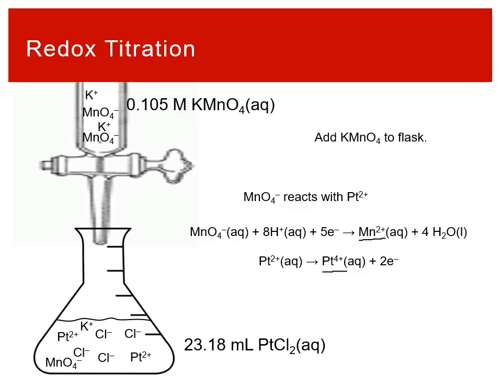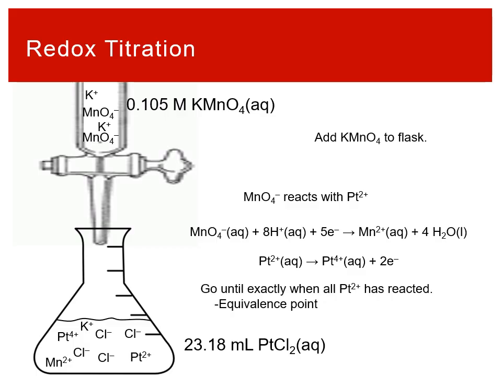So this is not following stoichiometry, but I'm just going to change the names of the symbols of the formulas in my flask. So chemistry happens, and they're different, right? I have the platinum 4 and the Mn2 plus, the products that are starting to show up. And we know that the whole idea of a titration is I keep adding the KMnO4 until all the platinum 2 plus has reacted, right? Until all of it is exactly gone, which I call the equivalence point.